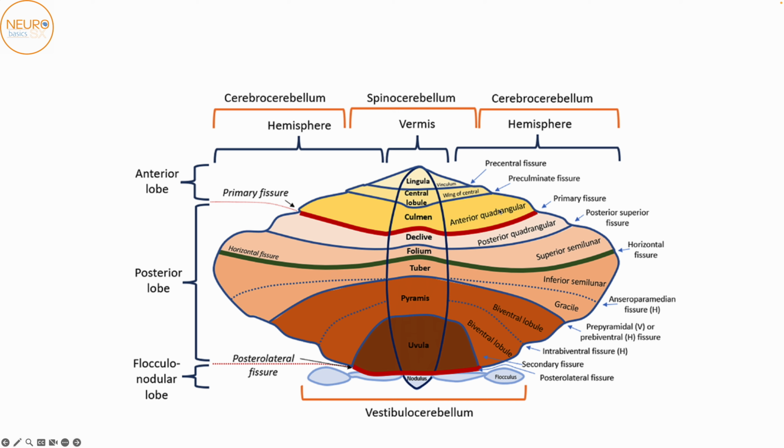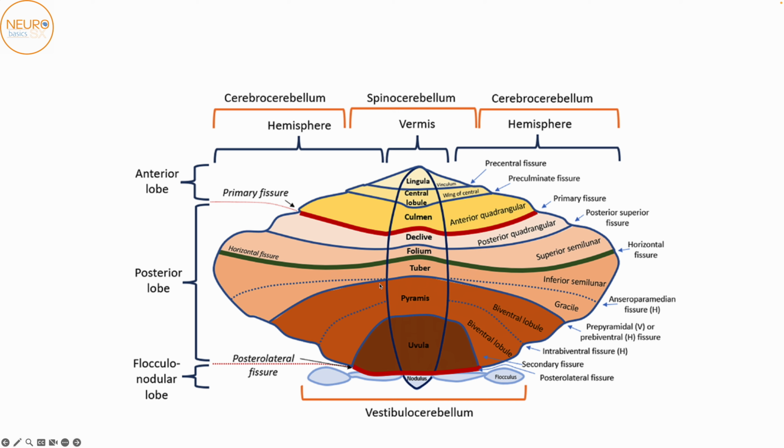The declive, you have the posterior quadrangular lobule. The folium, you have the superior semilunar lobule. With the tuber, you have the inferior semilunar lobule. And then behind, you have the gracile, the biventral lobule, which corresponds to the pyramis. Okay. And then after the uvula, you have the nodule, which corresponds to the flocculus.